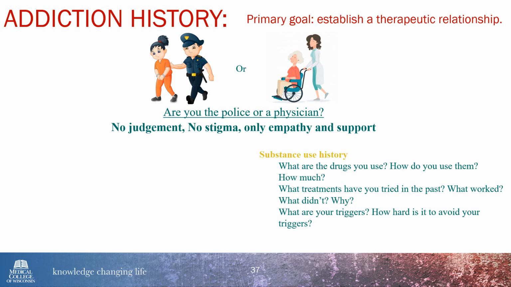So a substance use history should include: what drugs are you using? How do you use them? How much are you using? What treatments have you tried in the past? And remember, most people have tried recovery several times, and on average it takes 8 times of accessing help before people can make sustained recovery or sustained change. Why didn't previous attempts at treatment help?